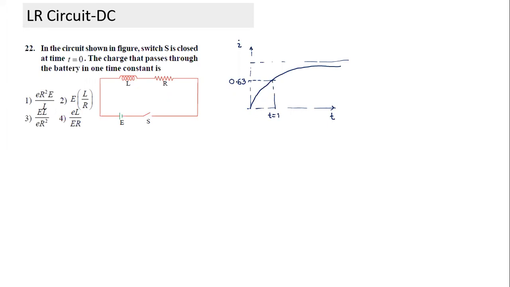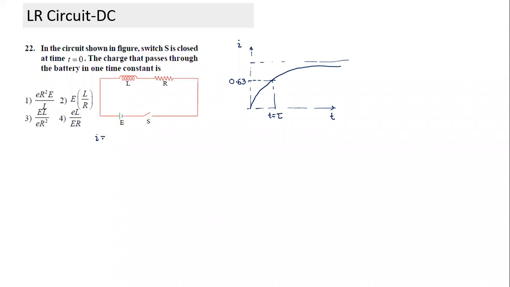Okay, so what do we need to find? We need to find how much charge will pass through the battery in one time constant. What is the charge it will supply? So how should we calculate it? What is the method of calculation of the charge that passes through the battery in one time constant? We know the value of current.